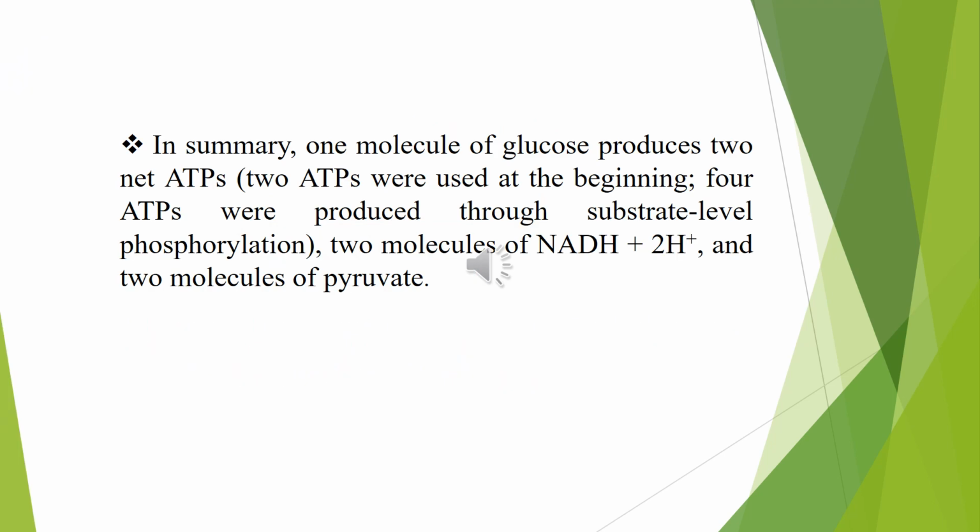One molecule of glucose produces 2 net ATP. 2 ATP were used at the beginning, 4 ATP were produced through substrate level phosphorylation, 2 molecules of NADH, 2 hydrogen ions and 2 molecules of pyruvate.